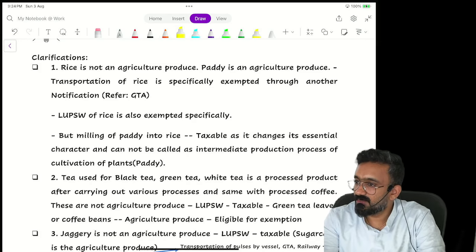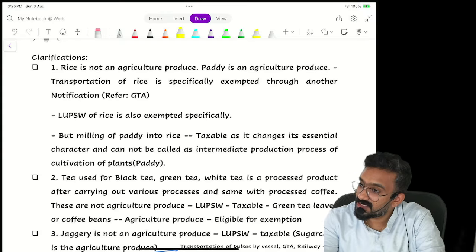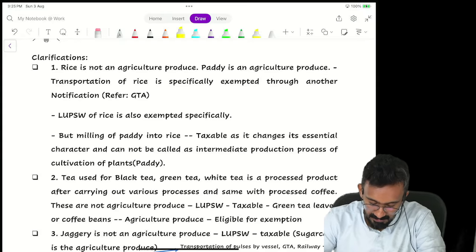Then why did you remove rice from agriculture produce? Because even after you remove, LUPSW of rice is exempt. Transportation of rice is also exempt. Then what is taxable? There's one activity which is taxable.